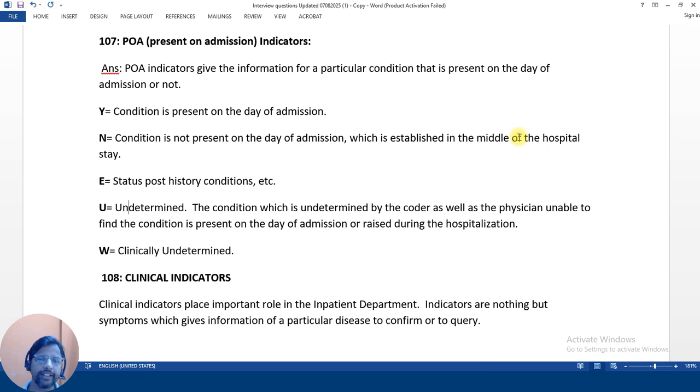If you append E to your diagnosis, most of the time we use E for status post history conditions. Next, U is undetermined: the condition is undetermined by the coder, and the physician is unable to find whether the condition was present on the day of admission or arose during the hospitalization. If you as a coder and the physician are both unsure whether the patient had this condition at admission or not, you will put U. If you put W, it means clinically undetermined. Clinically, the physician is unable to identify whether this condition was acquired by the patient during the hospital stay or before the hospitalization. At that time you will use W.